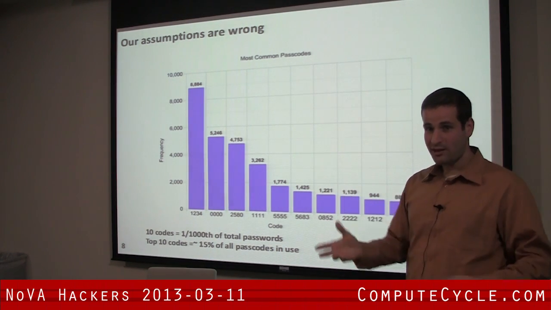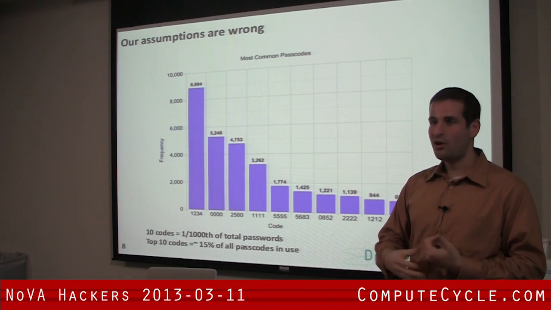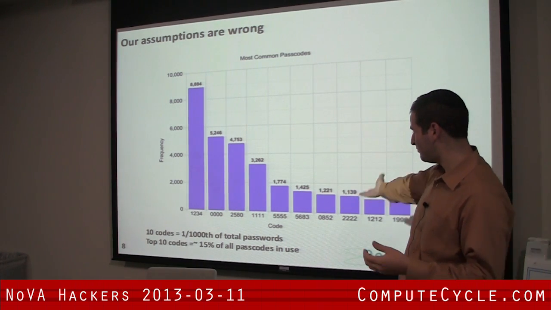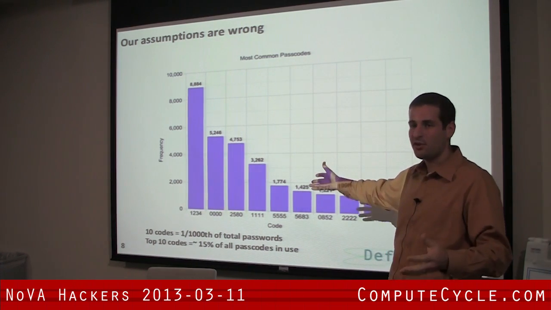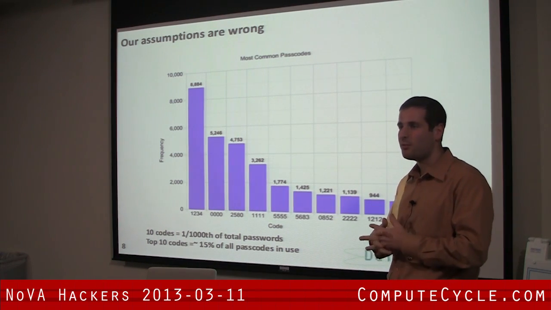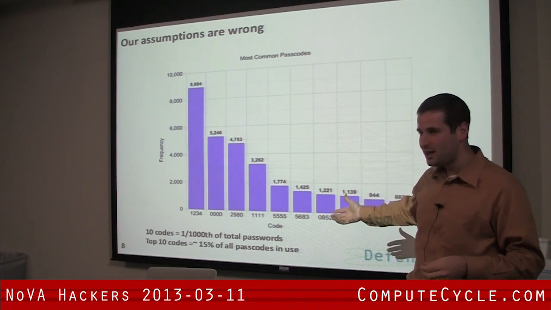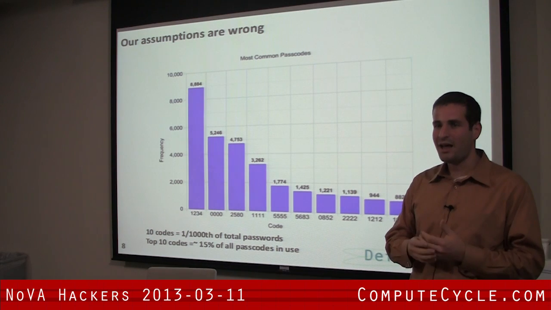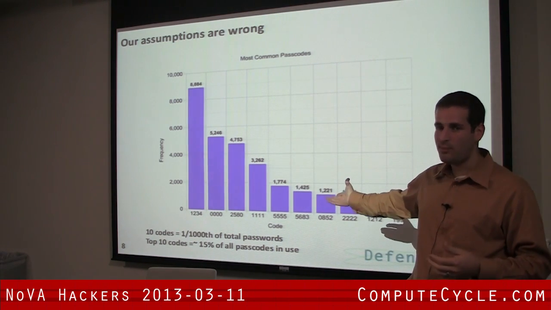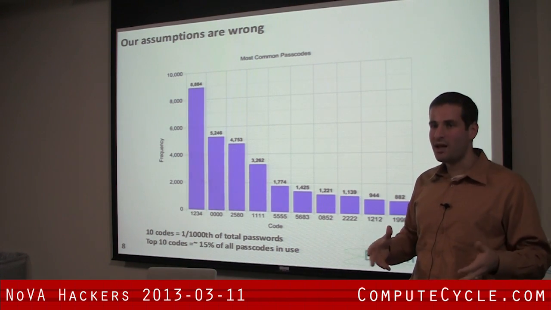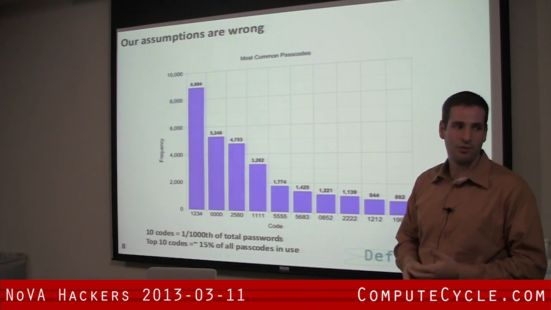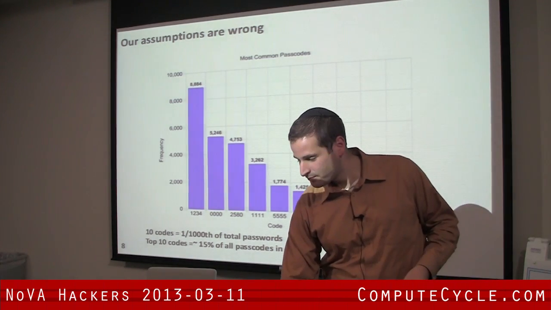And remember from that slide earlier, all those other assumptions we make are based on the naive assumption. The naive assumption is every password gets picked evenly. All those other calculations we make about how long it'll take to crack a password are based on the naive assumption that these 10 passwords will only make up 0.1% of all the passwords. And again, they clearly don't.